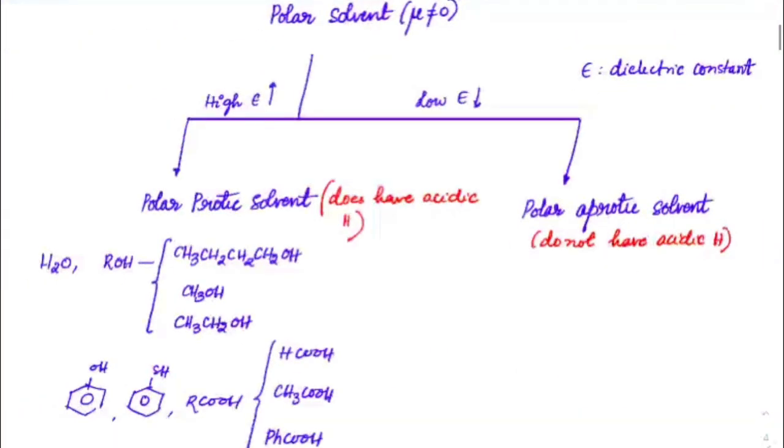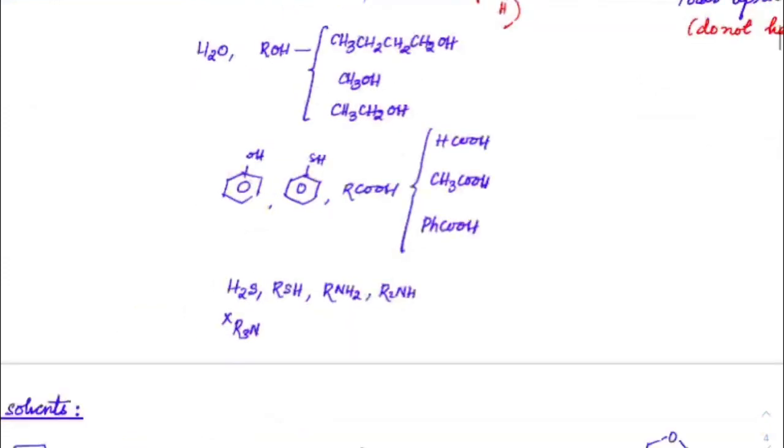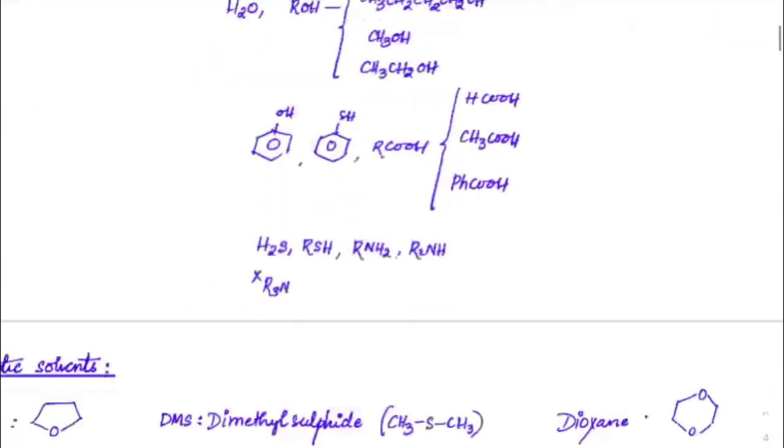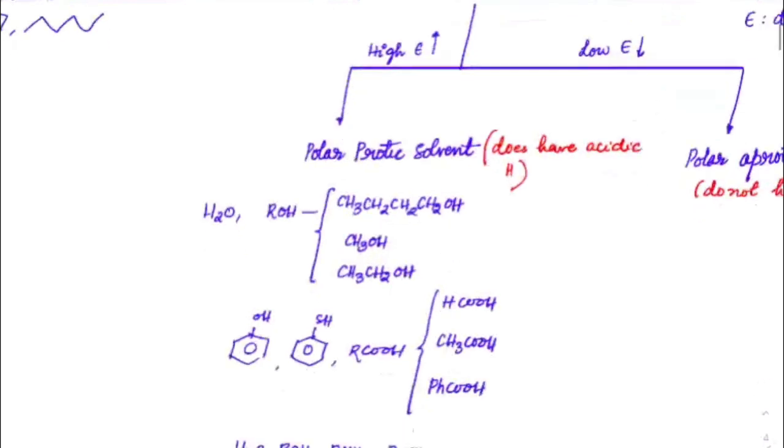When it comes to polar solvents, again we have two categories: polar protic solvent, which does have an acidic hydrogen, or rather a highly polarized hydrogen, and polar aprotic solvent, which does not have an acidic hydrogen. Usually polar protic solvents have a very high dielectric constant, while polar aprotic solvents have a low dielectric constant. Examples: water, all types of alcohols, phenols, thiophenols, acids, H2S, RNH2, ammonia and so on are polar protic solvents.